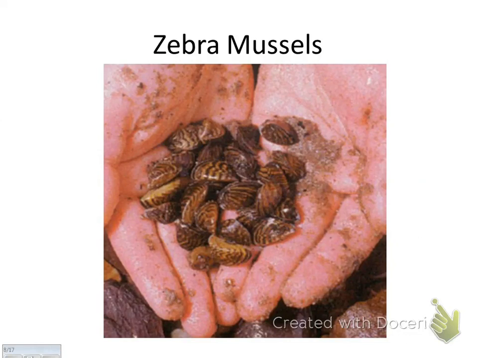How? They don't have any natural enemies. Predators. So let's say for example we let these zebra mussels out into the Cahaba. They don't have any predators. So if nothing eats them, then what's going to happen? They're going to overpopulate.